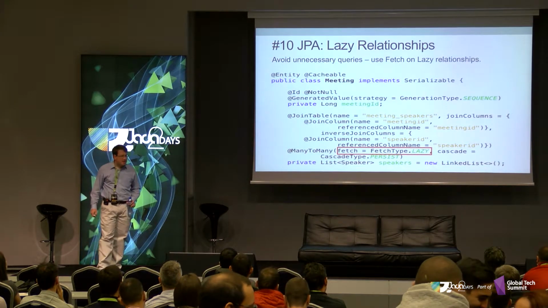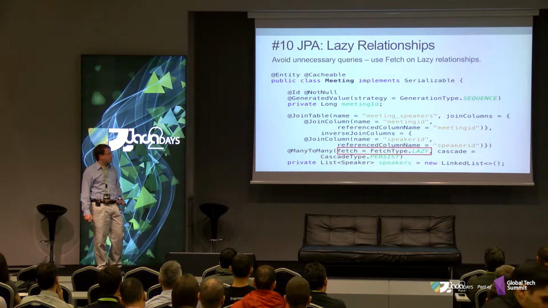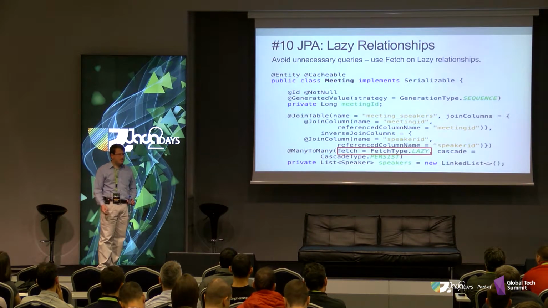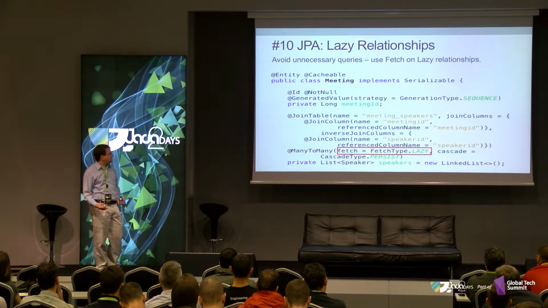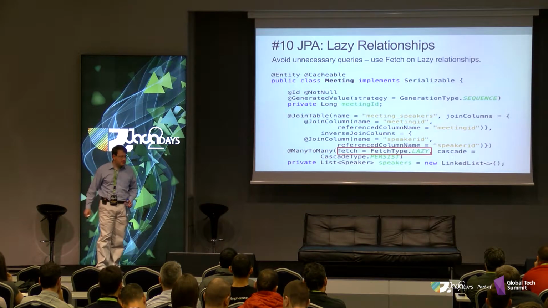Okay. A lazy relationship. So this is avoiding unnecessary queries. If you have an object graph, you don't want to necessarily fetch all of the records every time you retrieve an object. So in the case of this code right here, we have a meeting, and a meeting has a list of speakers that are associated with it.